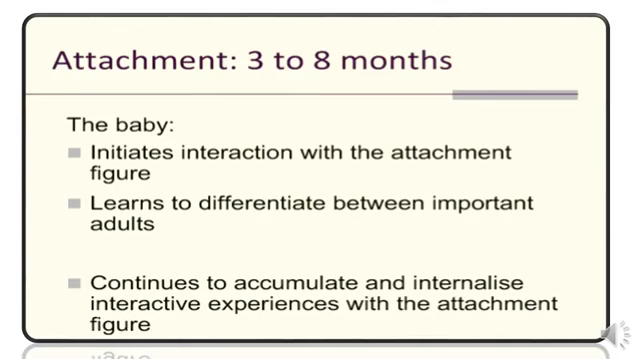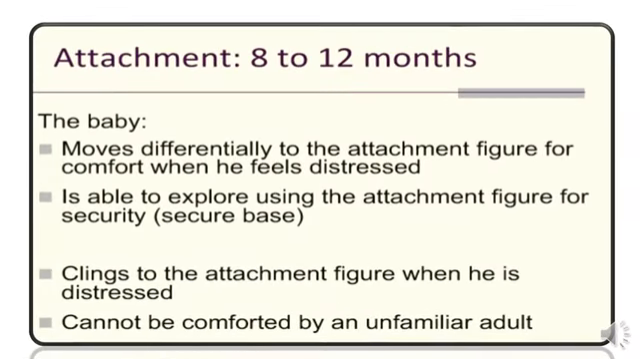The baby initiates interaction with the attachment figure during the period from 3 months to 8 months. He learns to differentiate between important adults. He continues to accumulate and internalize interactive experiences with the attachment figure. During the period from 8 months to 1 year, the baby moves differentially to the attachment figure for comfort when he feels distressed. He will become able to explore using the attachment figure for security. He clings to the attachment figure when he is distressed. He cannot be comforted by an unfamiliar adult.